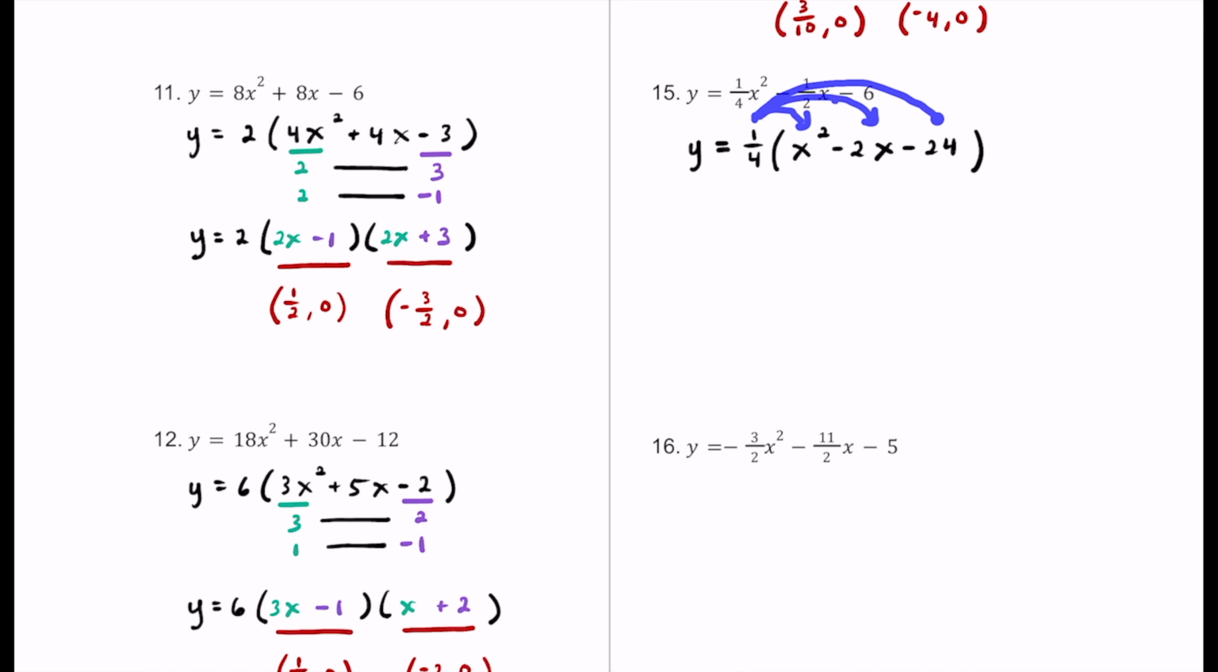And then what's a quarter of 24? A quarter of 24 is 6, right? So this does work, and then we can factor this part. So we just know this parabola is wider than usual. It's called a vertical shrink by a factor of 1/4.